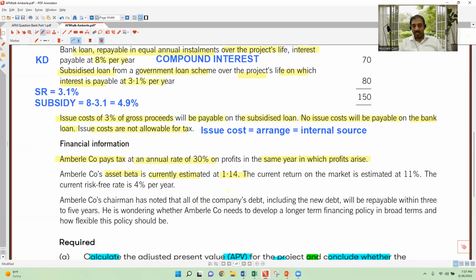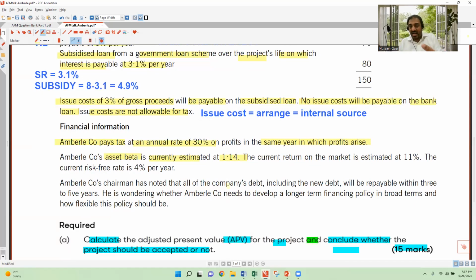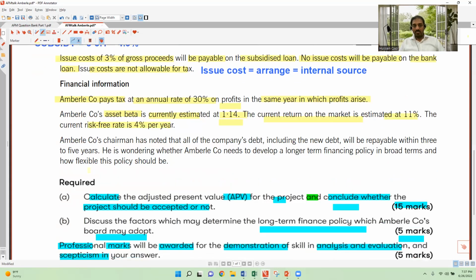So here we require the asset beta of our own industry, that's automobile or whatever, the car industry. So we can assume that 1.14 is a simple asset beta, no complication here to identify the asset beta. The current return of the market is estimated at 11%, and the risk free is 4%. That's clear, 11 and 4.